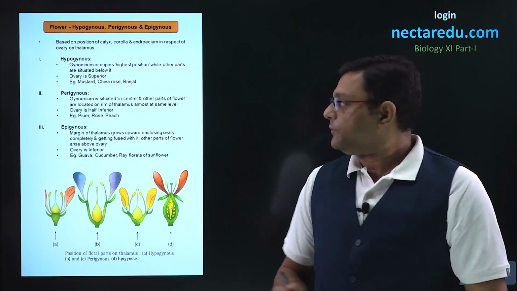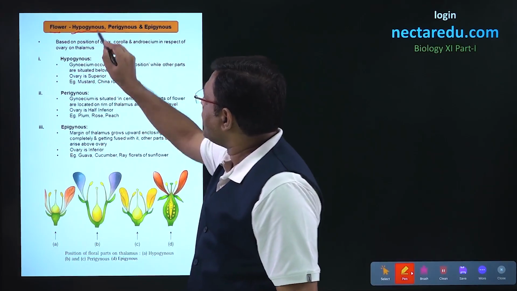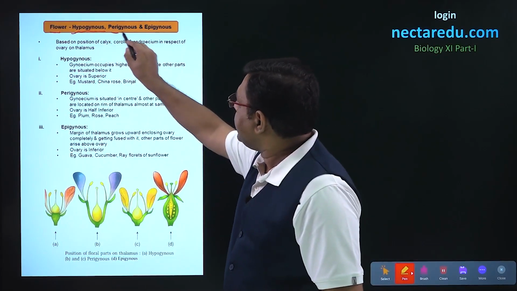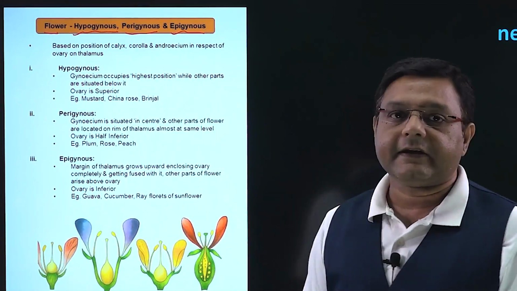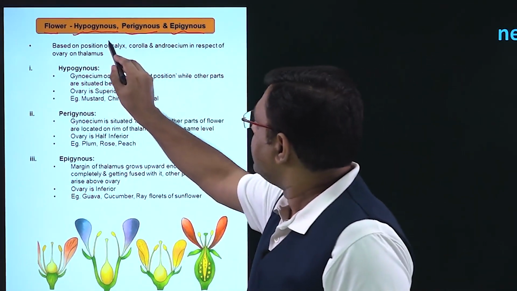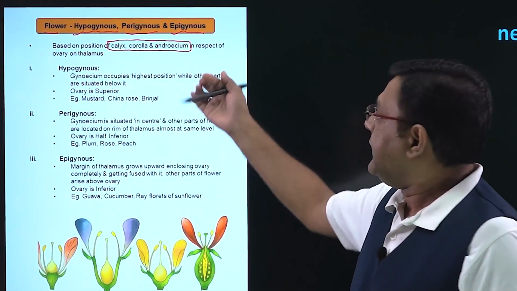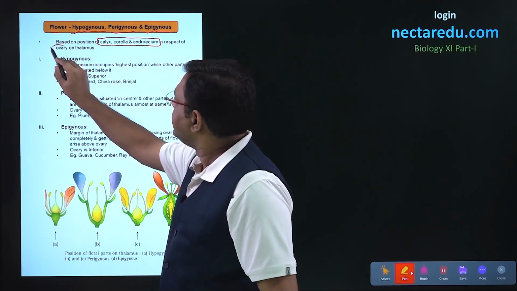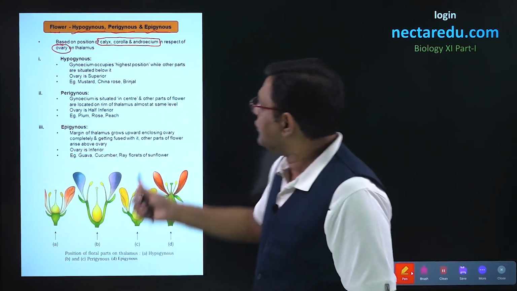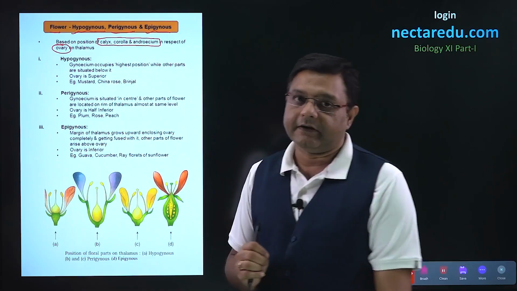In this particular video, we will look into the detail of the flower, that is hypogynous, perigynous or epigynous condition. Now, these three conditions are based on the position of calyx, corolla and androecium. These three, what is their location with respect to the ovary? So, it is called the hypo, peri or the epigynous condition.